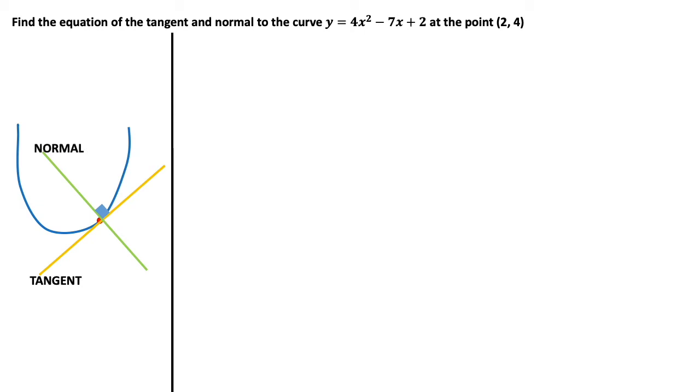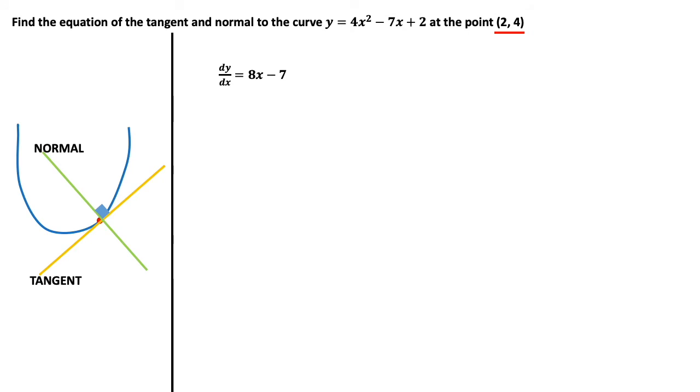So what we are going to do first of all, if we want to work out the gradients of either the tangent or the normal, is differentiate, because differentiation will give you a formula for the gradient of the curve at any point. The differentiation of 4x squared is 8x, the differentiation of minus 7x is minus 7, and the differentiation of plus 2 is 0. So the derivative is 8x minus 7.